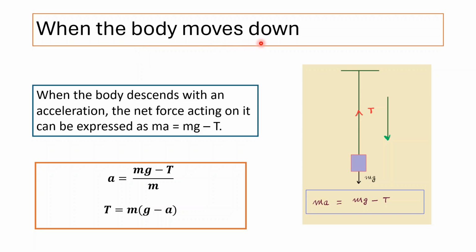When the body moves down, the effective force acting on the body is equal to ma equal to mg minus T. So a equal to (mg minus T) divided by m. This is our acceleration. We arrived at this from this relation. Then the tension existing in the thread is given by the formula T equal to m into (g minus a).